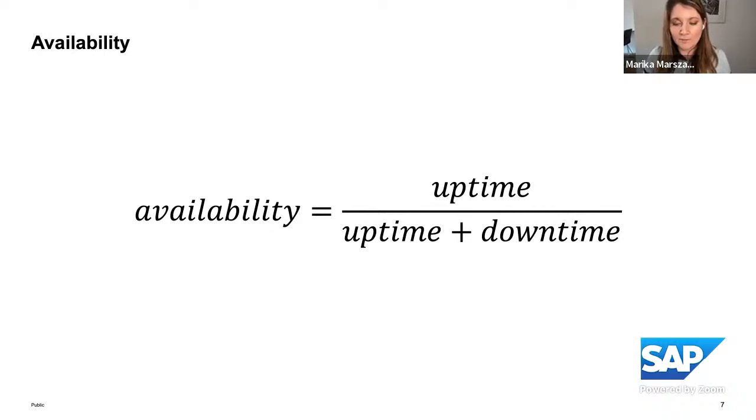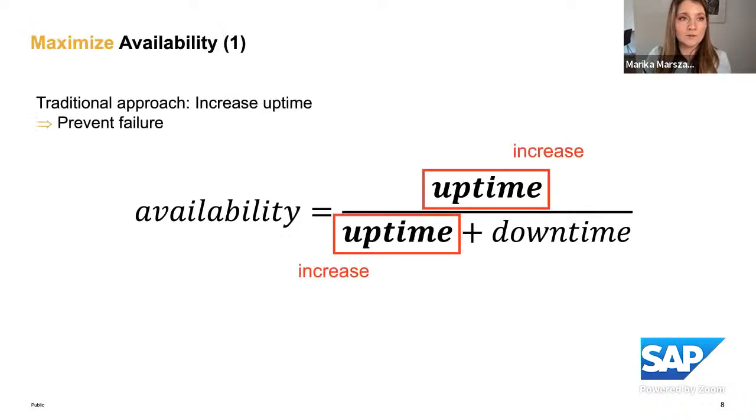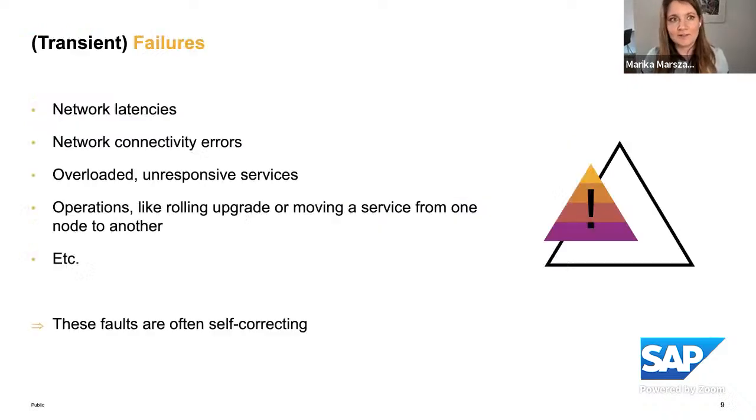If you want to maximize that, what traditionally is being done is increasing the uptime. With that, we're basically trying to prevent failure. This is a good thing, and we should also continue doing that. But realistically, failures still happen. It's not always in your hands to avoid failure.